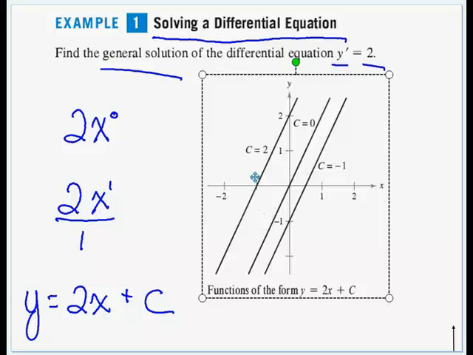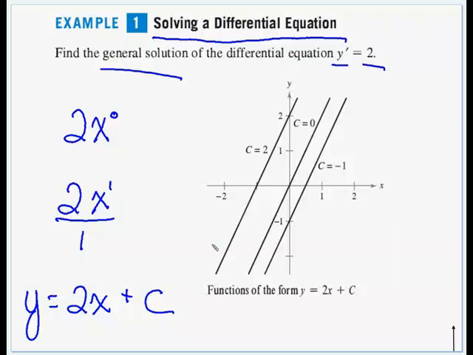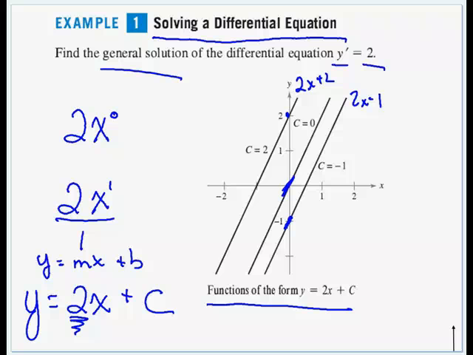So all these lines here have a slope of 2, just like our equation. And remember, in y equals mx plus b form, the c, this constant, is just going to be our y-intercept. So right here, we have a constant of 0. This would be y equals 2x plus 0. If we have a y-intercept at -1, this would be 2x minus 1. This other equation, we cross the y-axis at 2. That would be 2x plus 2.